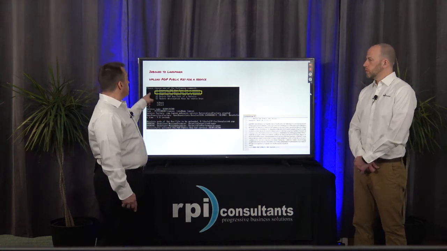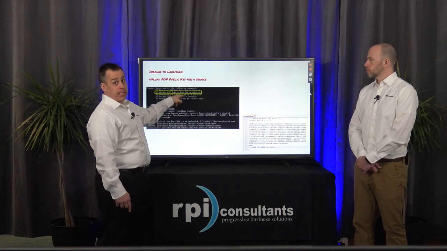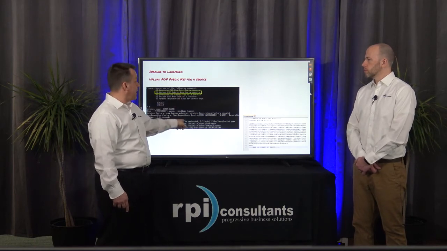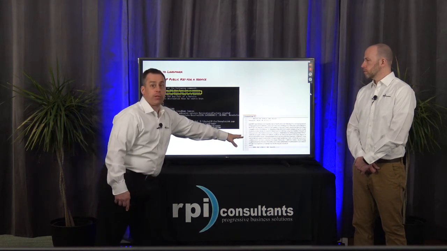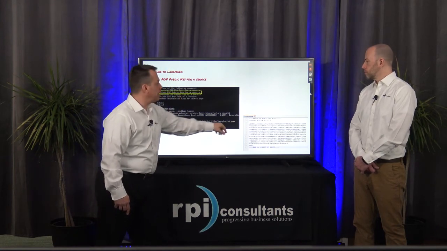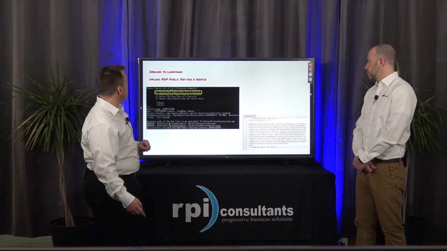So what I'm going to do is upload the PGP public key that they've given to me. It's going to have to exist on my Landmark server. This screen over here is just an example of what it looks like. A bunch of gobbledygook. Not too hard.